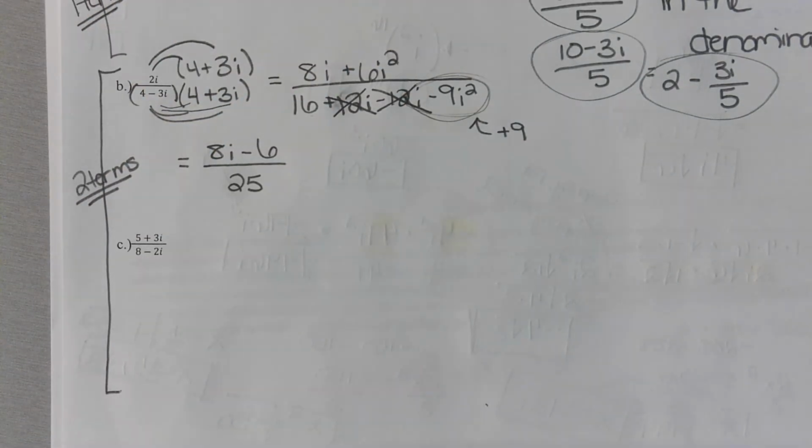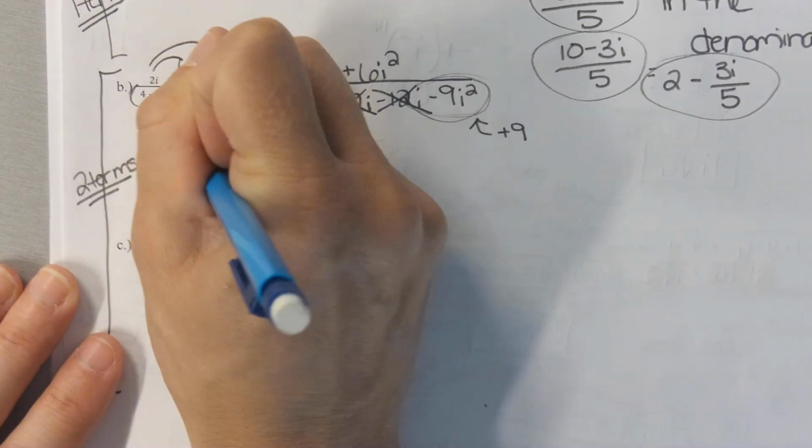Now, you need to take a step back with all of these and make sure that it's as reduced as possible. So if you can reduce, you should. Is there something that divides evenly into all those things? Like 3 or 2 or 7, I don't know. Is there anything? No. Sometimes there will be, and you should reduce.